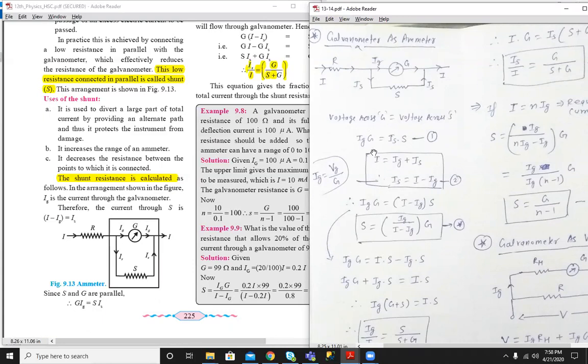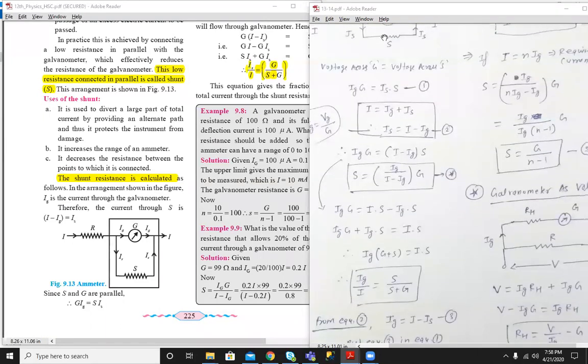So this is a simple one. Just replace Is here, because we don't know the shunt current. We initially know the galvanometer current. So replace Is using this equation, I minus Ig, put it here, and in this way you can get the shunt resistance. Okay, so this is your first formula.